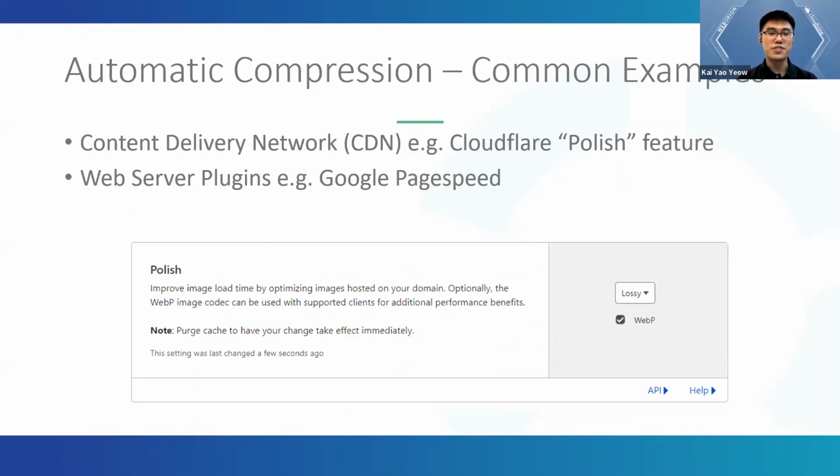Examples of this automatic compression include CDNs, content delivery networks. In this screenshot, you can see Cloudflare has this feature, which they call Polish, which you can ask to automatically compress images for you. Some webmasters install tools on the web server, like Google PageSpeed, which automatically compress the images on the web page without the user's knowledge. The whole purpose is that with a smaller image size, the website can load faster.